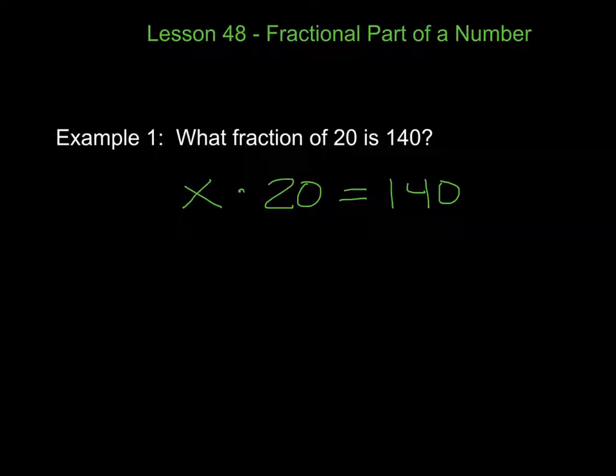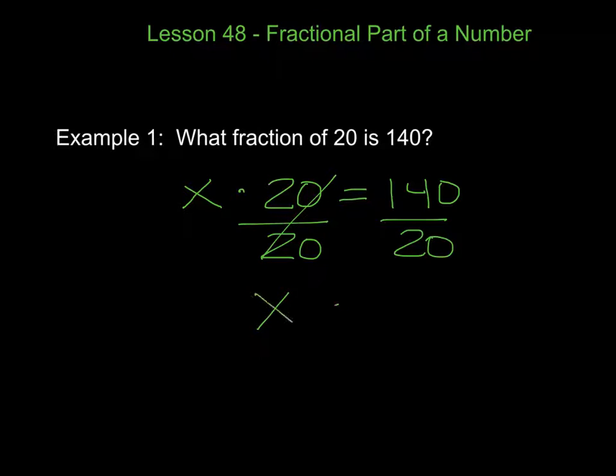Now we're going to use our opposite operations. If I want to solve for x and get it by itself, I need to get rid of the 20. X and 20 are being multiplied. The opposite operation would be to divide. So I'll divide both sides by 20. When I do that, these 20s cancel, leaving just the x, and 140 divided by 20 is 7. Since the problem asked for what fraction, we do need to write 7 over 1 so that it is in fraction form.